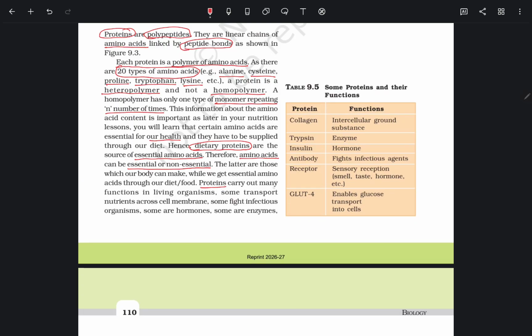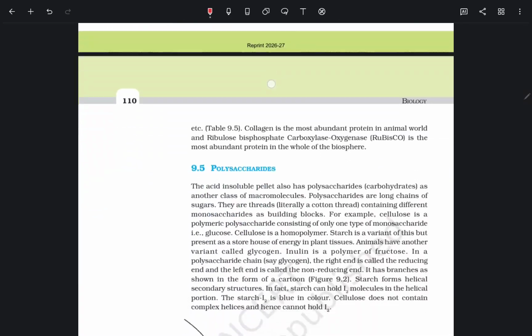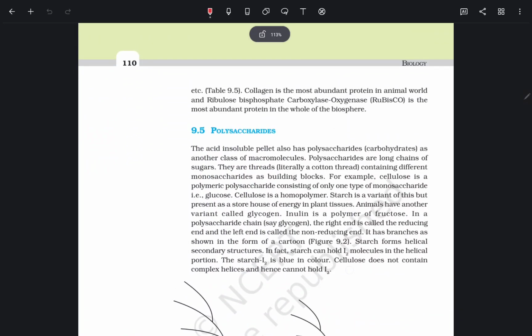Proteins carry out many functions in living organisms. Some transport nutrients across the cell membrane, some fight infectious organisms, some are hormones, some are enzymes. Collagen is the most abundant protein in the animal world.